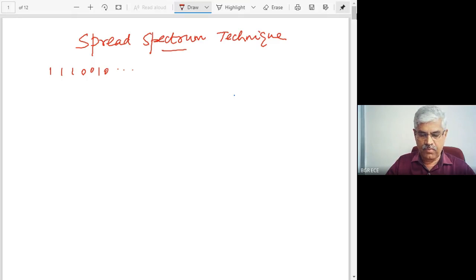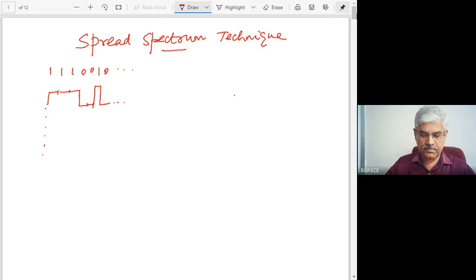Correspondingly, there is a waveform. There is a waveform like this. Okay, 1, another 1, and then a 0, 0, and 1, 0. Like this it goes. So this is the waveform that you will transmit. So this is to be modulated onto a carrier. So if you modulate onto a carrier, suppose BPSK, what happens?